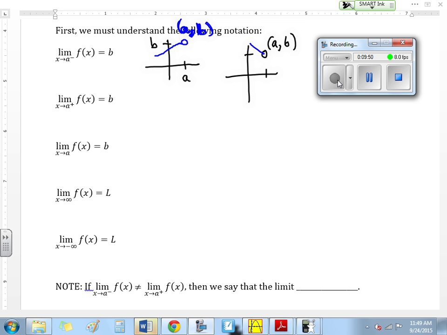The next one is the same thing. We're still approaching the point (a, b), but we're coming from the right. Why? Because of the little plus right there. That little superscript on the a means you're coming from the right. So when you draw it coming from the right, you actually are drawing leftward. Isn't that true? It could be any number of shapes as long as it's coming in towards the point (a, b).